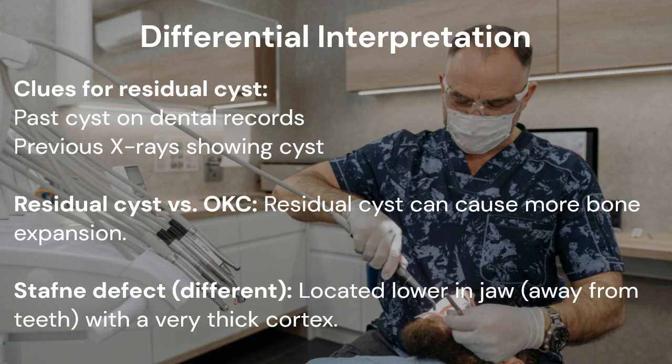Without a patient history and/or previous images, clinicians may have difficulty determining whether a solitary cyst in the jaws is a residual cyst. Other examples of common solitary cysts include OKCs. A residual cyst has, however, greater potential for expansion of bone than an OKC. The Stafne defect is located more inferiorly in the mandible, away from the tooth-bearing areas of the jaws, and the cortex of the Stafne defect is usually very thick.